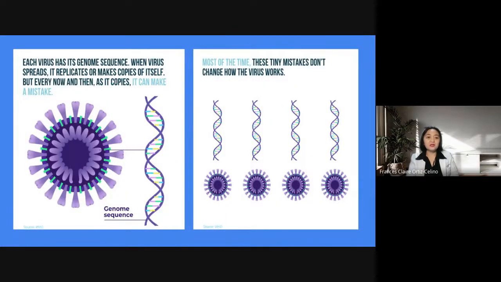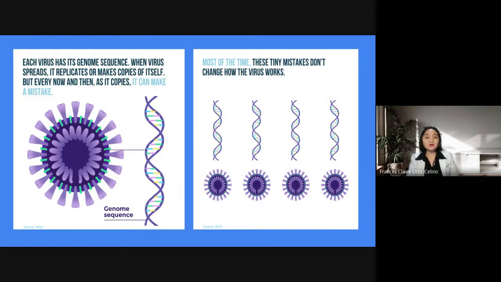Okay, alright. So each virus has its genome sequence. So when the virus spreads, it replicates or makes copies of itself. But every now and then, as it copies, it can make a mistake. Okay, so yun nga, parang kunwari, habang tinatry niya mag-survive, gumagawa siya ng kopya ng sarili niya para magparami. In the process, nagkakaroon siya ng mistake.